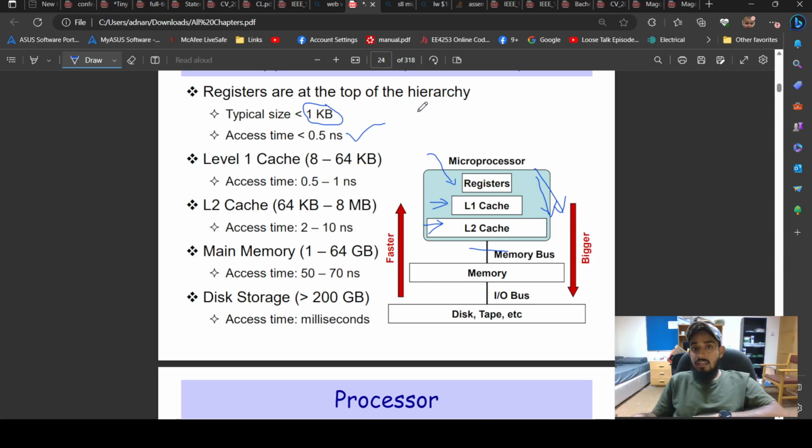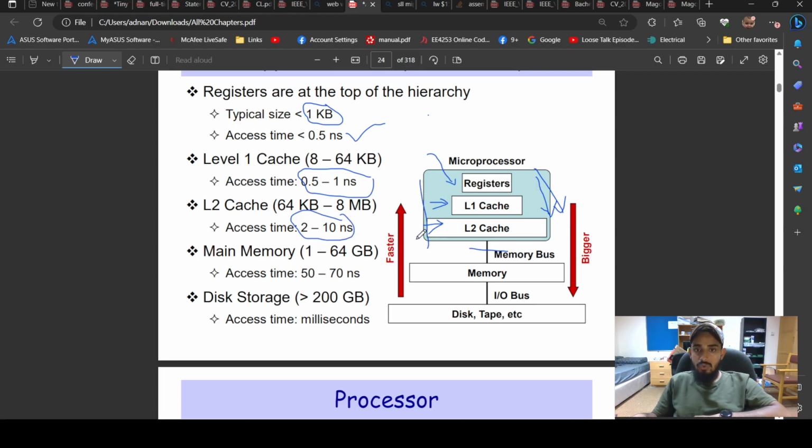Again, in computer architecture, kilobyte is 2 raised to the power 10, megabyte is 2 raised to the power 20, and gigabyte is 2 raised to the power 30. So level 1 cache could be from 8 to 64 kb. It is also very small in size, but the access time is from 0.5 nanosecond to 1 nanosecond. Then level 2 cache is a little bit higher in size, which is 64 kb to 8 megabyte, but the access time is a little bit higher, which is 2 to 10 nanosecond.